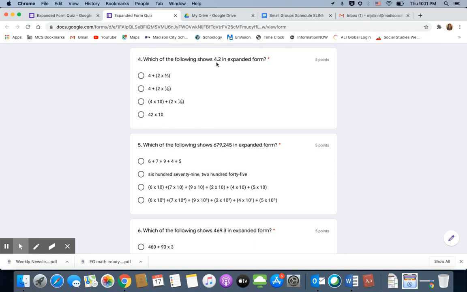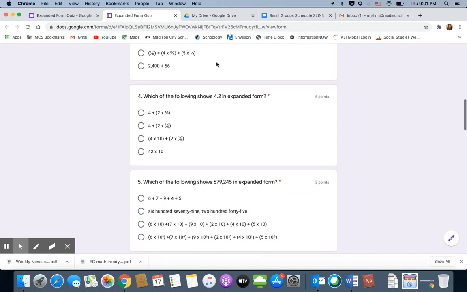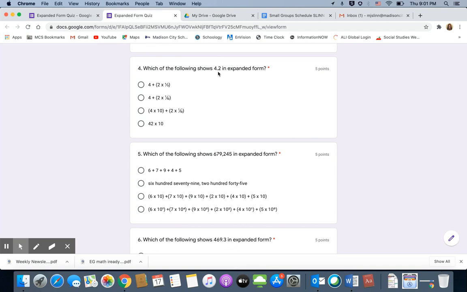For numbers with decimal amounts, does this one have a decimal? No, that's a whole number. Okay, here's one with a decimal amount. I tried to keep these ones pretty simple because we haven't practiced decimals in expanded form a whole lot. We've done it this week, but you guys still need more practice with this before you're very, very confident in it.